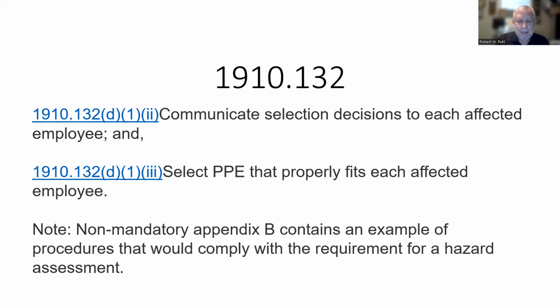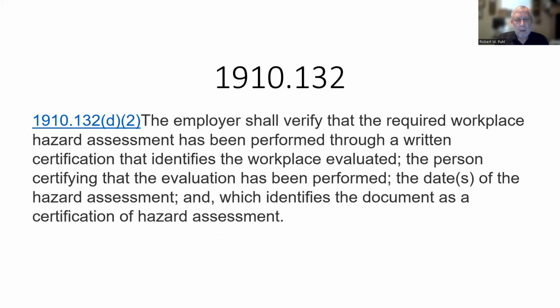Note: non-mandatory Appendix B contains an example of procedures that would comply with requirements for a hazard assessment. And we're going to talk about Appendix B later on, not in this video. The employer shall verify that the required workplace hazard assessment has been performed through a written certification that identifies the workplace evaluated, the person certifying that the evaluation has been performed, the dates of the hazard assessment, and which identifies the document as a certification of hazard assessment.